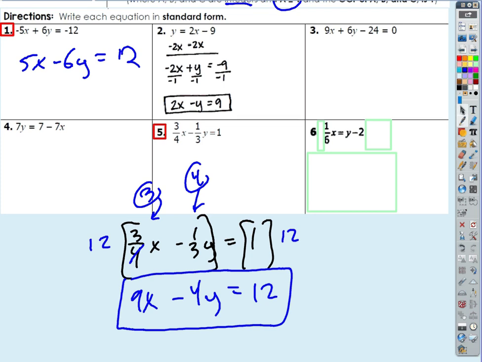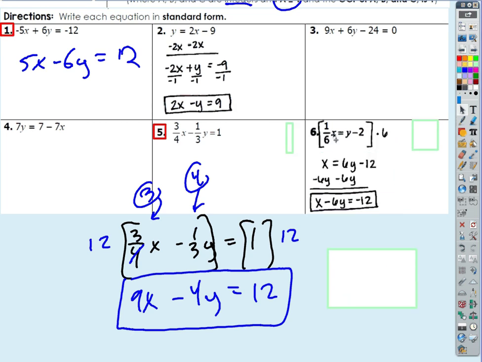And then same kind of thing over here. In this case, I would just distribute a 6 through both sides. Everybody agree? And then if I distribute a 6 through, I'm going to get an x. I'm going to get a 6y. And I'm going to get a minus 12. So I'll just subtract the 6y to the other side.